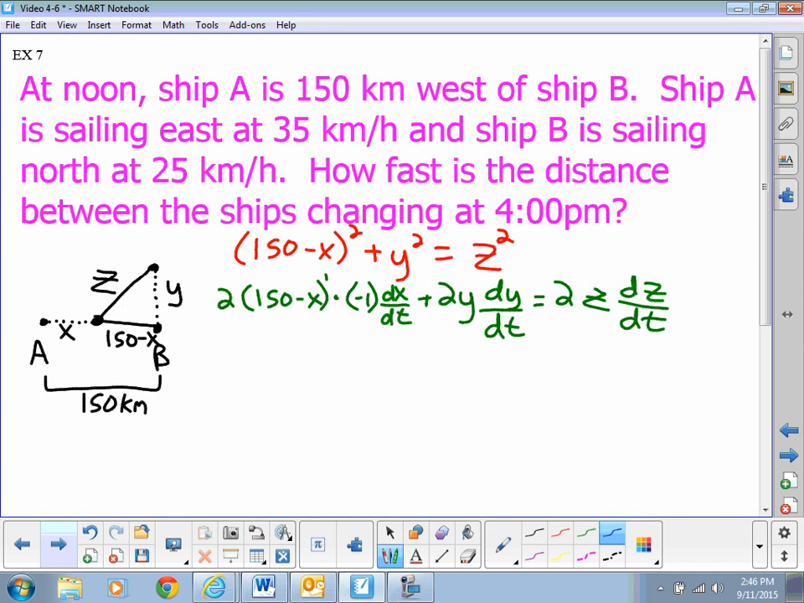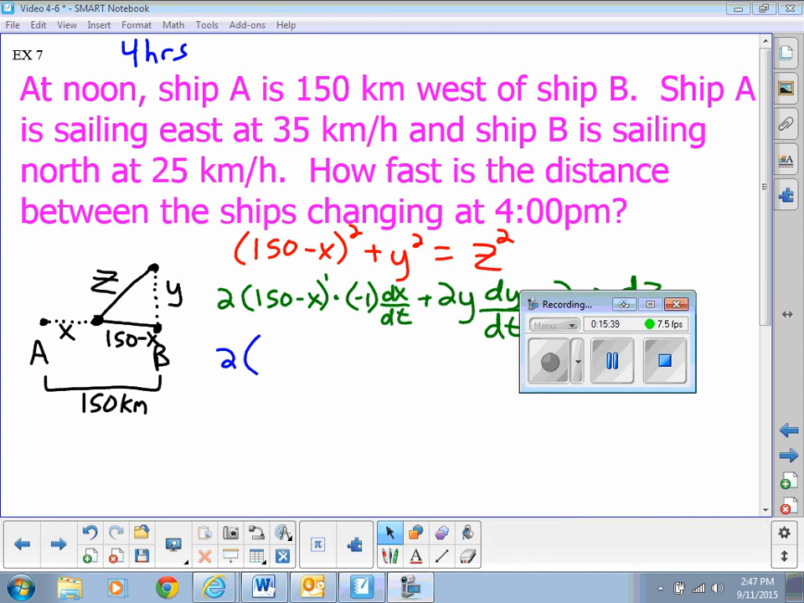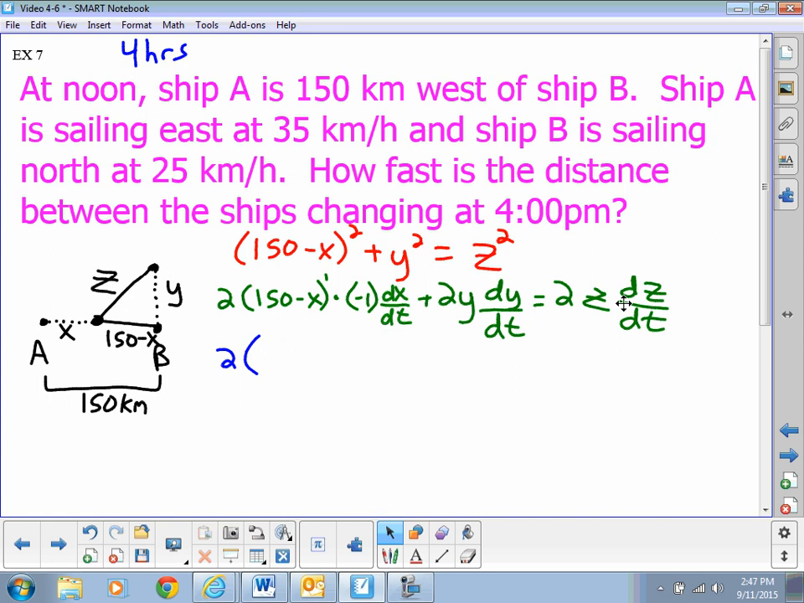Well, we started at noon, we went to 4 o'clock. So 4 hours have actually passed. If 4 hours have passed, and ship A is sailing at 35 kilometers per hour, that means that ship A has gone 140 kilometers. And ship B, if ship B was going 25 kilometers per hour, that means ship B has gone 100 kilometers.